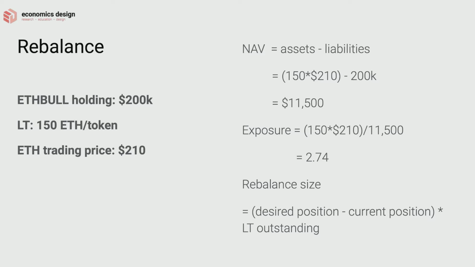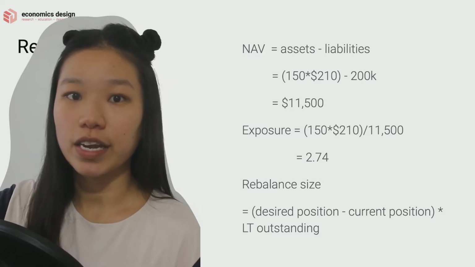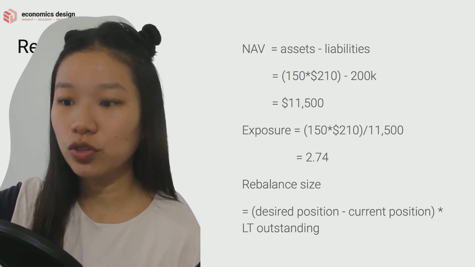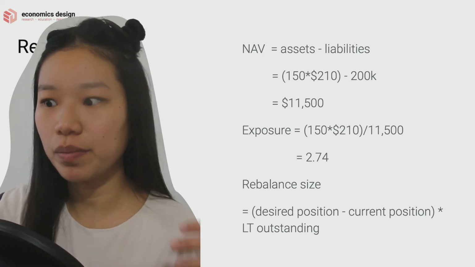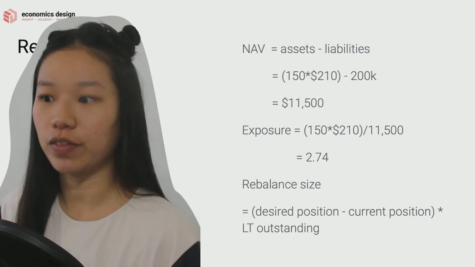Then you have your leverage tokens. Your leverage token is worth 150 ETH per token, and let's say the current trading price of Ethereum is $210. This example is taken from FTX, and I'm just using these examples to plug into the math, to give you a bit more understanding and explanation of the math.